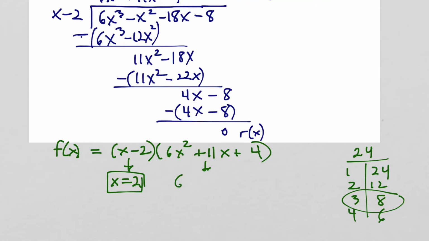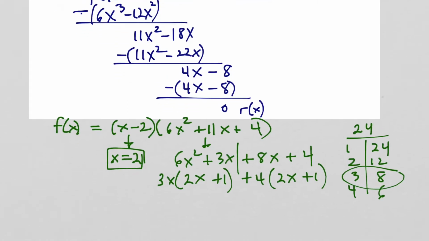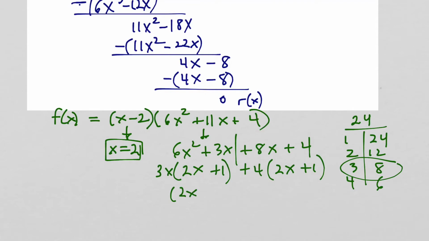Since I have a leading coefficient of 6, I'm going to factor it by parts, putting 3x plus 8x in the middle to represent 11x. You guys know how to do this already from Algebra 2. All right, so I factor this and I get 2x plus 1 times 3x plus 4.